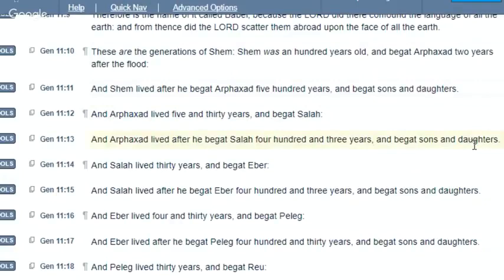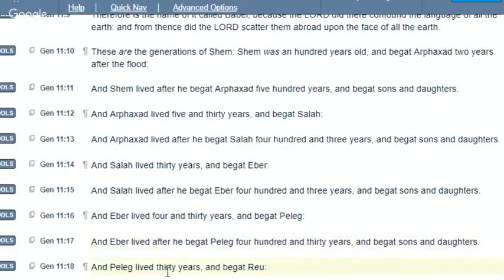Now the Lord is starting to narrow the path and the lineage to get to the chosen people, which is the nation of Israel. It says, and Salah lived 30 years and begot Eber. And Salah lived after he begot Eber 403 years and begot sons and daughters. And Eber lived 430 years and begot Peleg. See? And Eber lived after he begot Peleg 430 years and begot sons and daughters.